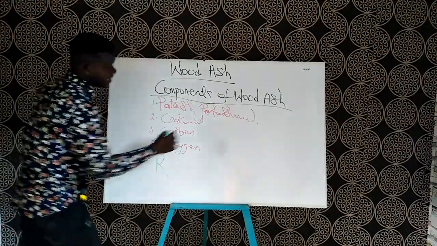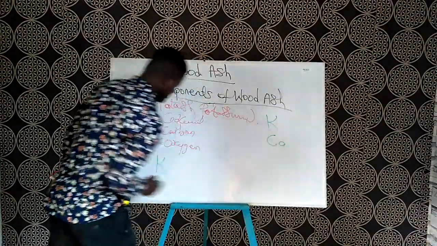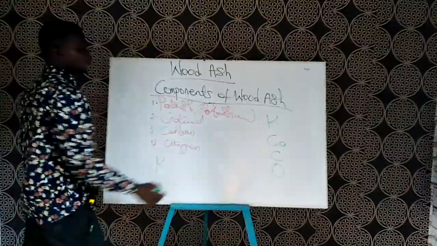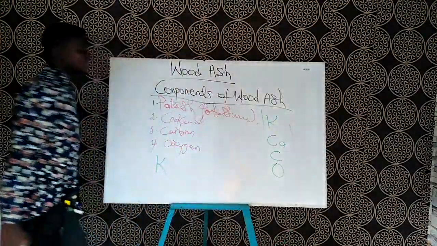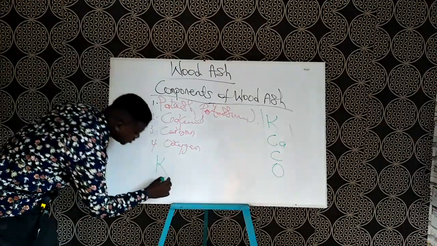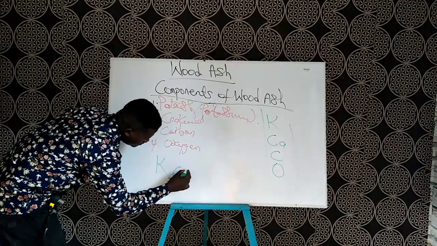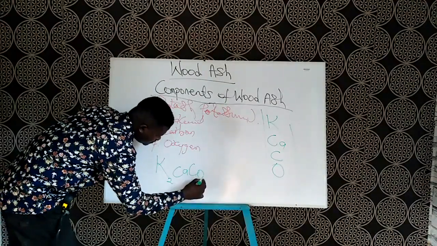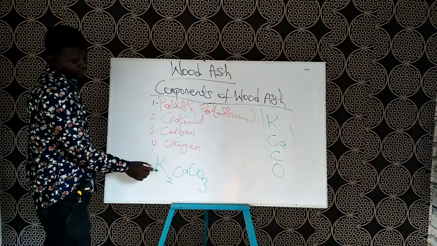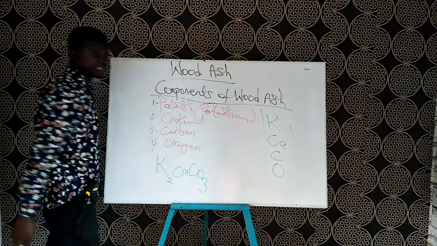we have K. These are the chemical symbols. This is K. Calcium, this is Ca. We have carbon, this is C. We have oxygen, O. So if you look at the chemical symbols of these elements, this is how they are. Let's combine them. Richard has shown that this is the chemical formula for wood ash. We have potassium with the chemical representation of K, calcium, carbon, and we have oxygen in here.